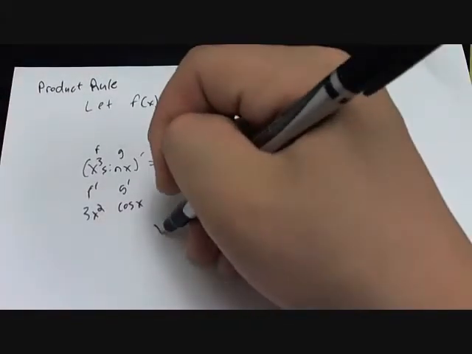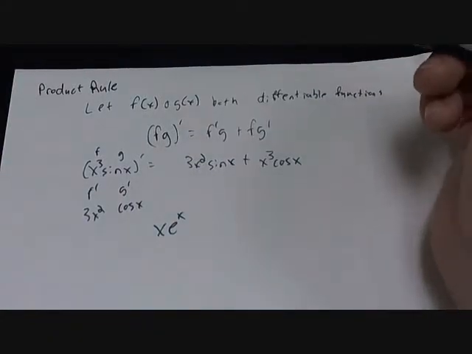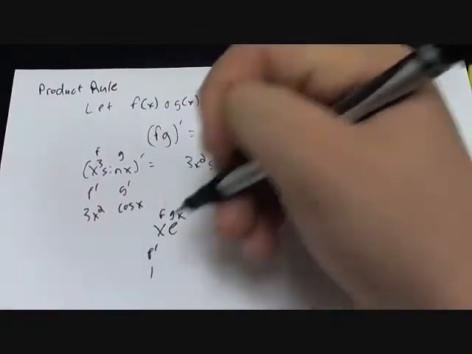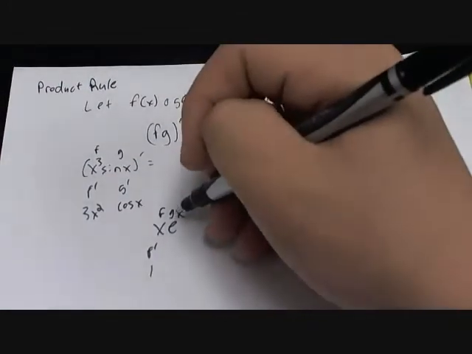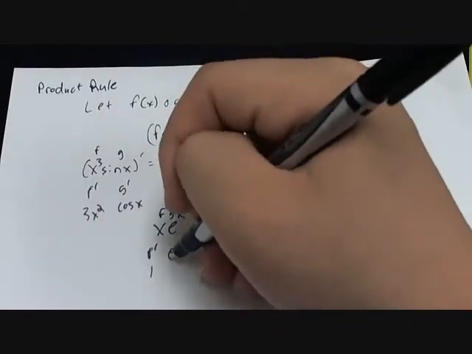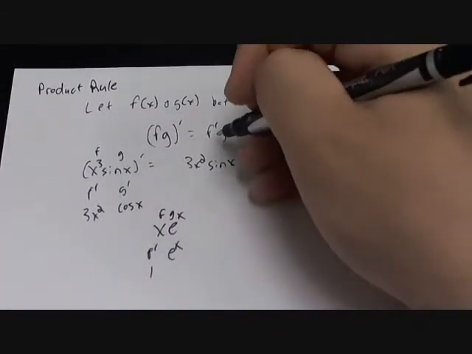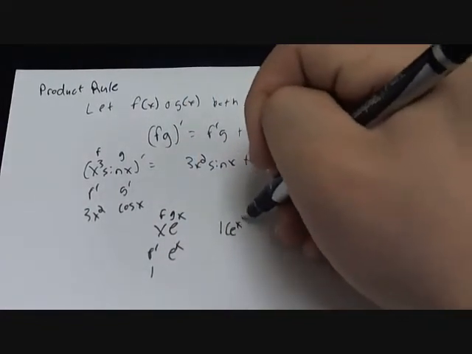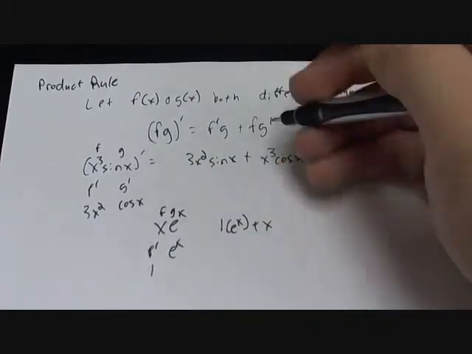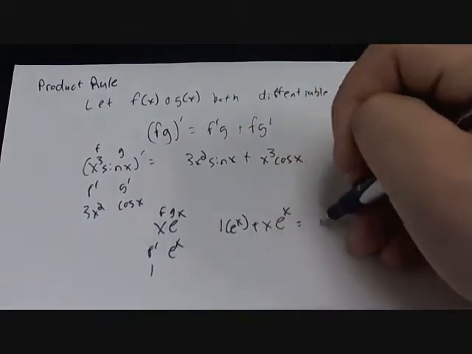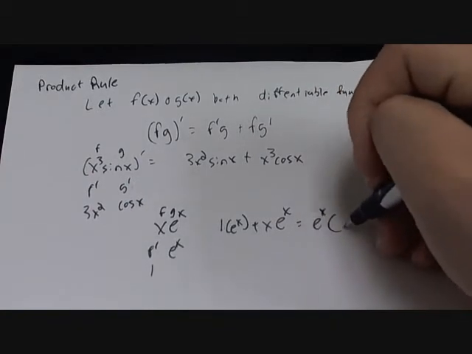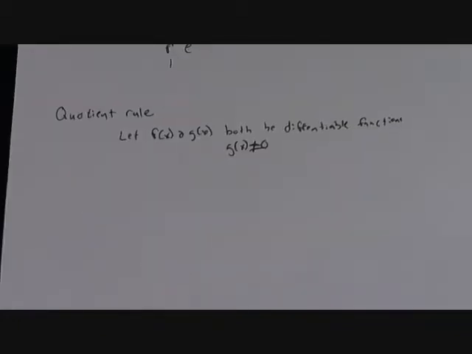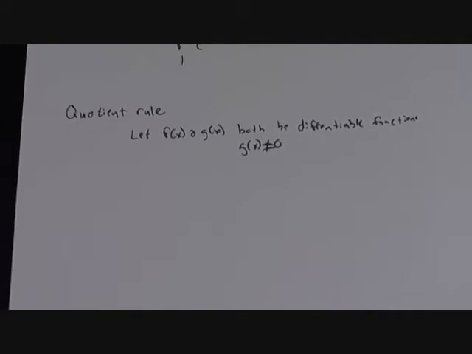Another example, x e to the x. Again, I like to label. So f prime, the derivative of x, is 1. The derivative of g of x, the derivative of e to the x, is just e to the x. So f prime 1 times g e to the x plus f, which is x, times g prime, which is e to the x. So just e to the x times 1 plus x. Product rule, simple and easy. Alright, quotient rule. Kind of the same as the product rule, but just a little bit different.